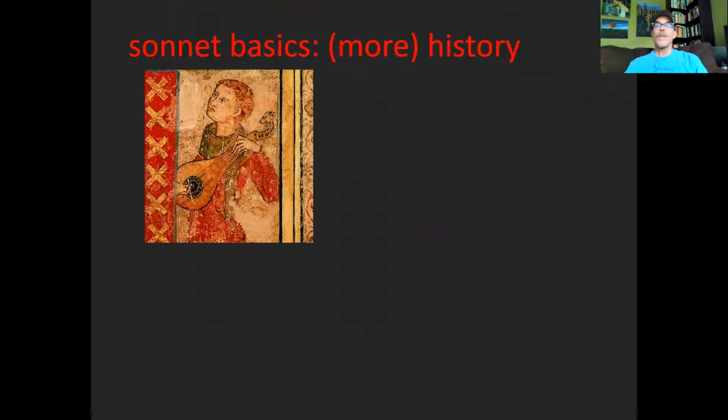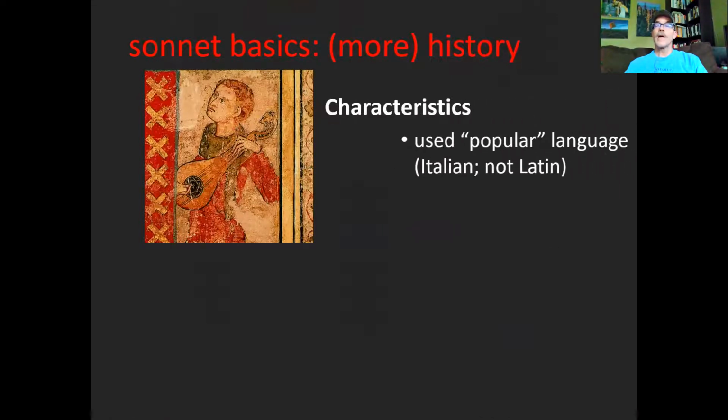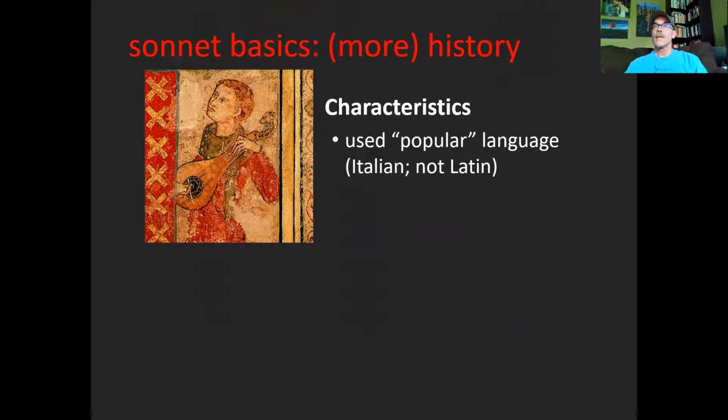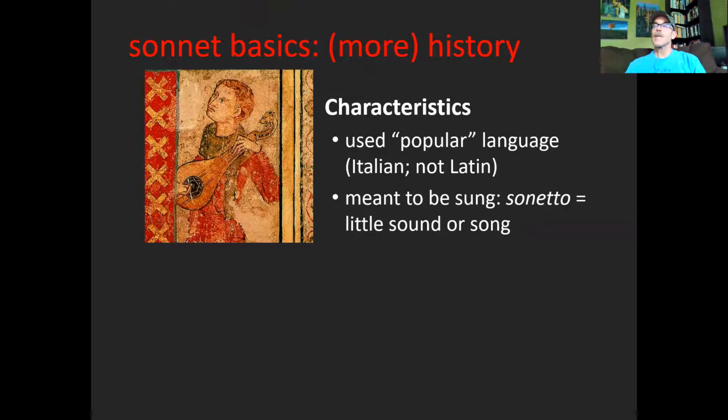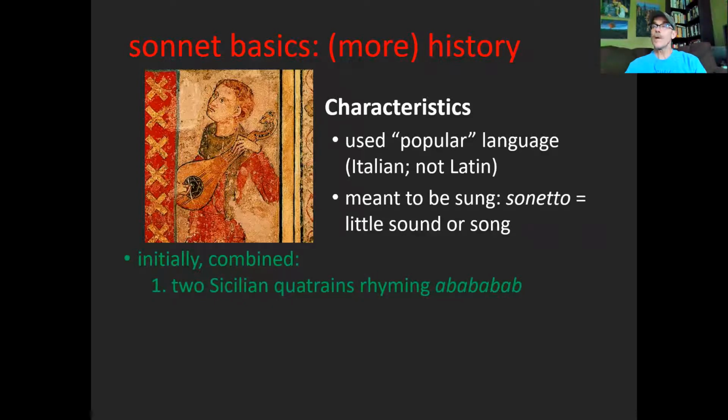Okay, so the characteristics of this early sonnet is that da Lentini uses popular language, so he's using Italian, or what we now refer to as Italian, as opposed to Latin. It is meant to be sung, so it's accompanied by someone on a lyre maybe, or a lute, something of that nature. The Italian sonetto means roughly little sound or little song. Initially this form combines two Sicilian quatrains rhyming ABAB, ABAB.